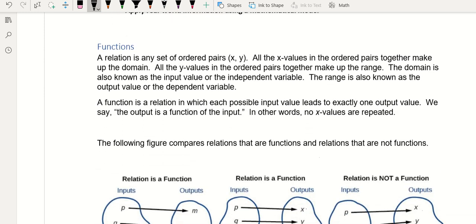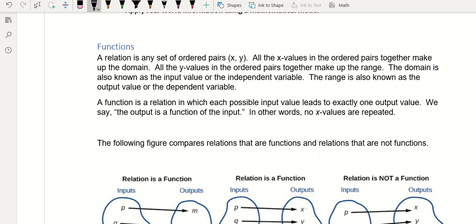A relation is any set of ordered pairs x and y, and all the x values in the ordered pairs together make up the domain. All the y values in the ordered pairs together make up the range. The domain is known as the input value or the independent variable, and the range is known as the output value or the dependent variable.